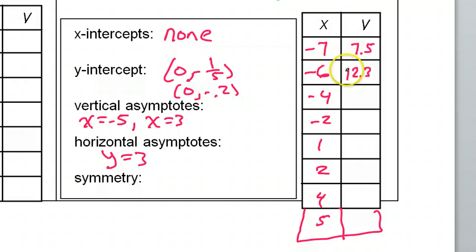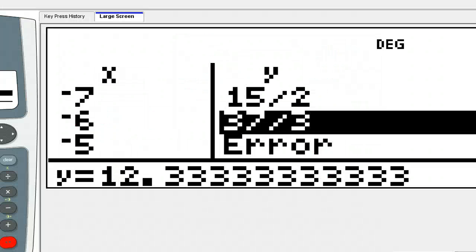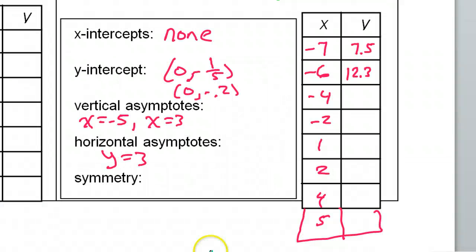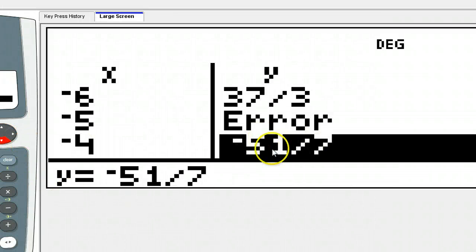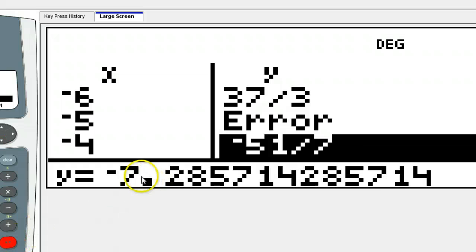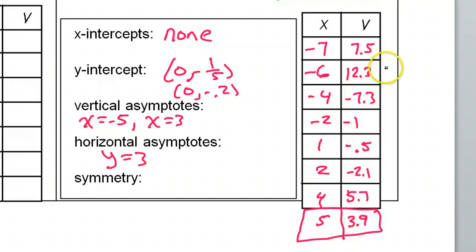Alright, so here I found a couple so far. Okay, so for example, -6, it was 37/3, but I hit the toggle button, I'm getting 12.3. Okay, -4. That's this toggle button. It's -7.3. Alright, so here's my entire table of values. Alright, make sure you're getting the same stuff that I'm getting.